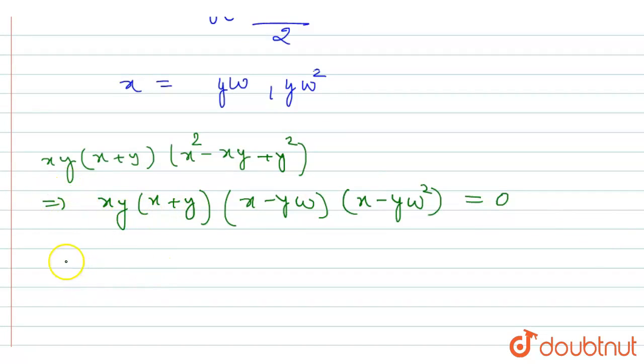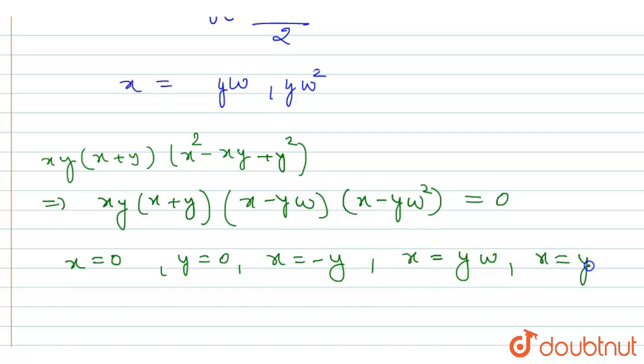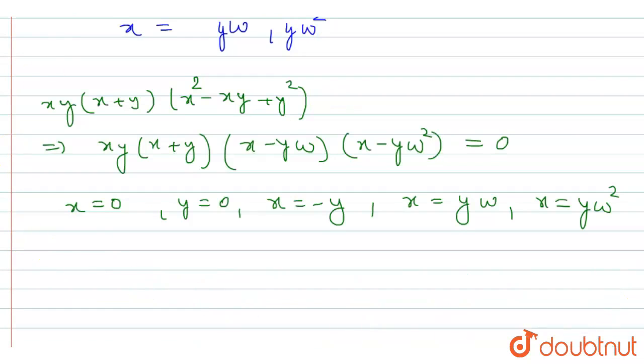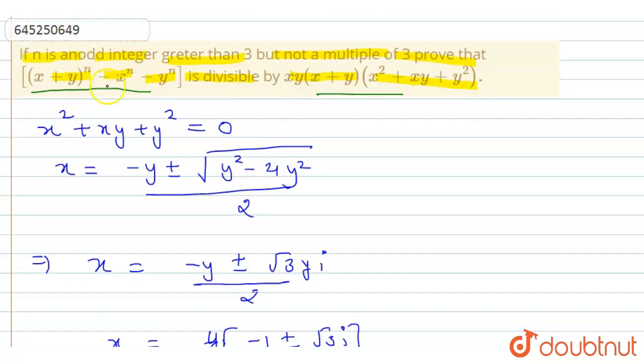The roots of the equation are x equals 0, y equals 0, x equals minus y, x equals y omega, and x equals y omega square. In the question we have to prove that this term divides the given term (x plus y) to the power n minus x to the power n minus y to the power n. If this term divides it, the value must be 0. Now we will put the roots into this expression, and if we get 0, then it is divisible by the given term.